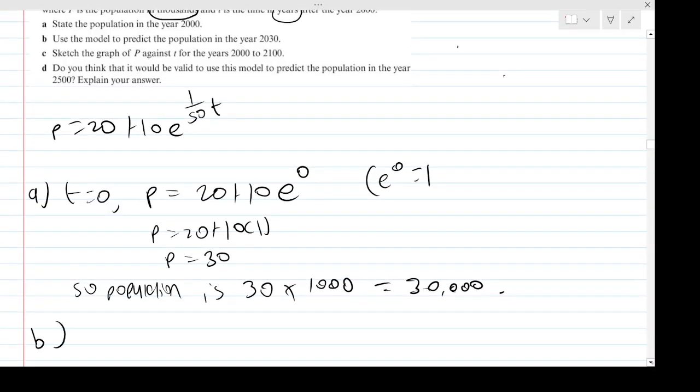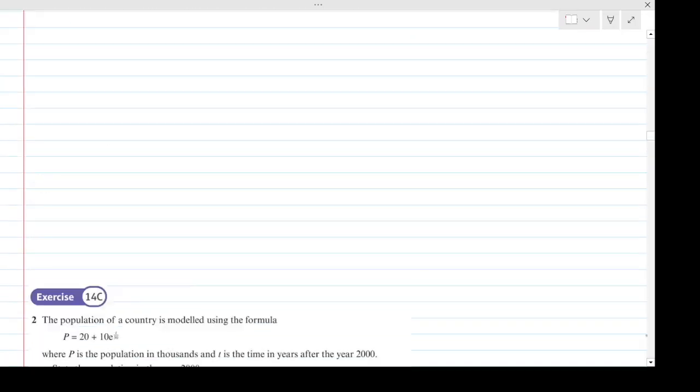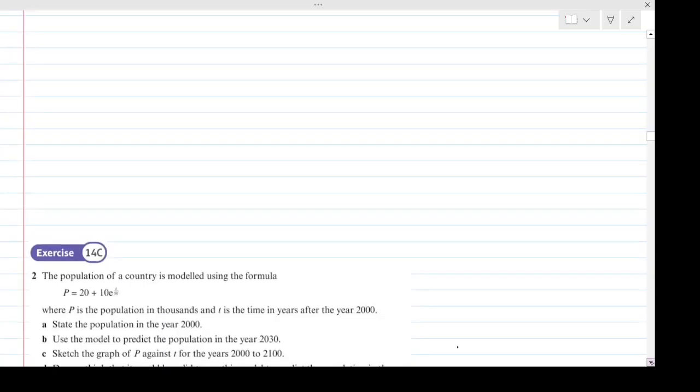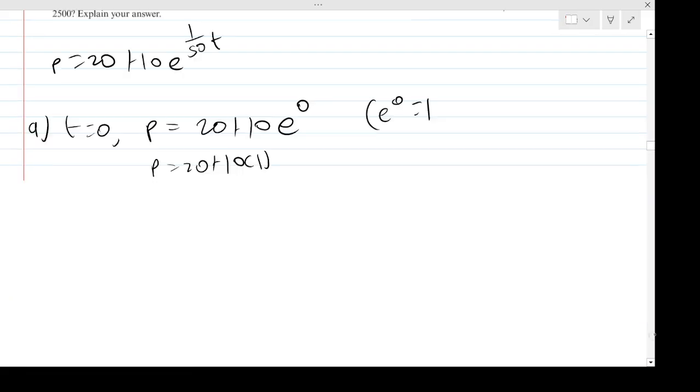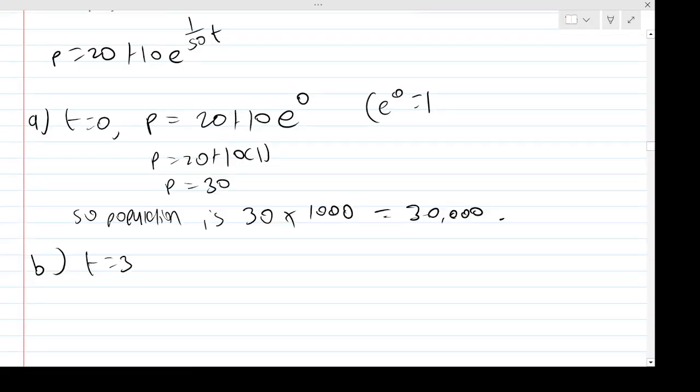Part B, we need to use the model to predict the population in the year 2030. So, again, the model starts at 2000. 2030 is 30 years after. So time in years, it means t has to be 30. So we need to add 30 years on. So then P at this time is 20 add 10e to the 50th of 30.